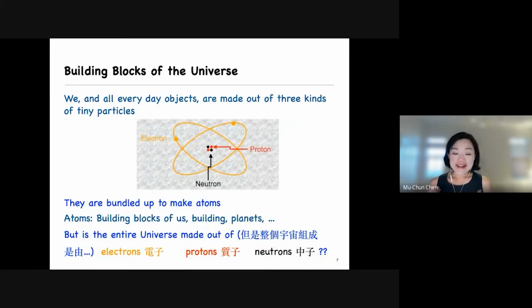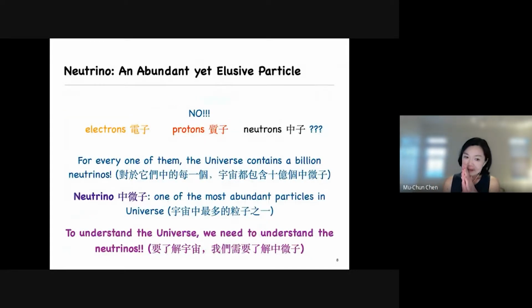But the question is, is the entire universe made out of just electrons, protons, and neutrons, right? So the answer is no. Actually, for any one of the electrons or protons or neutrons that are in the universe, there are 1 billion neutrinos, all right? So neutrinos turn out to be one of the most abundant particles in the universe. And as a result, in order to understand the universe, we need to understand the neutrinos.